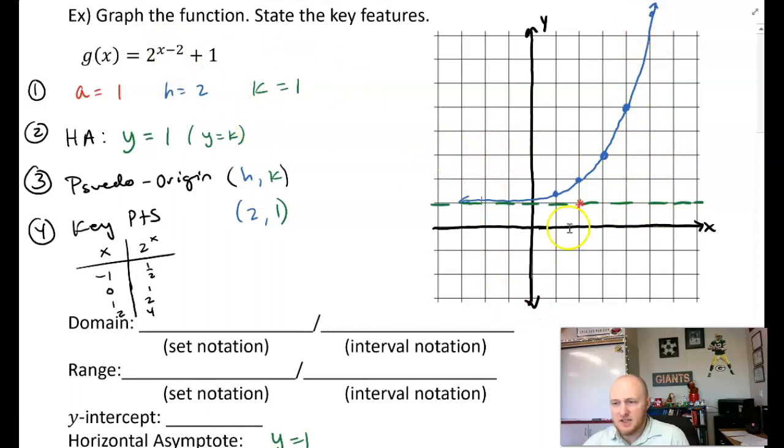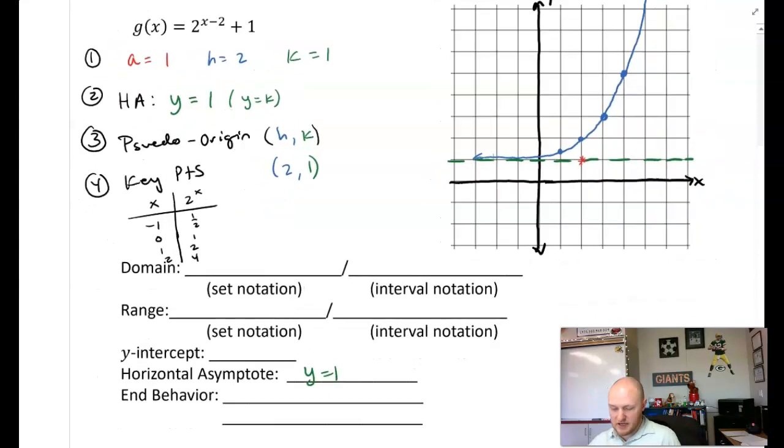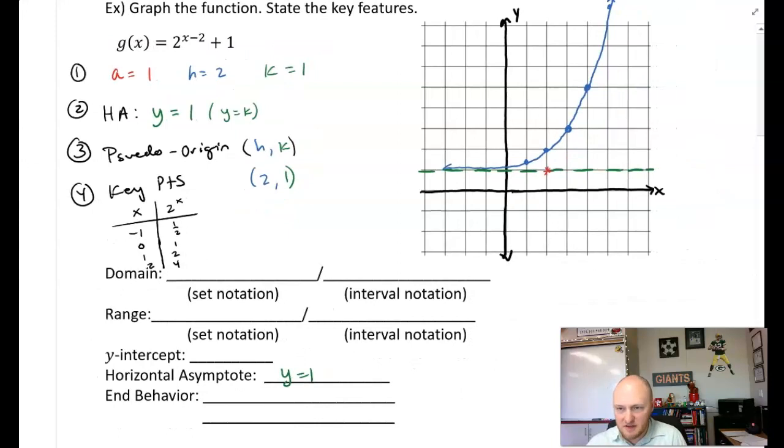And my shift is up 1. And I'm centered right here, right 2. Okay. So there's my graph. We'll go ahead and do another example, but I want to talk about the key features.